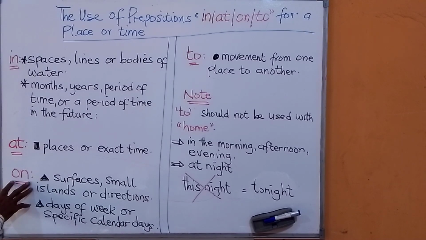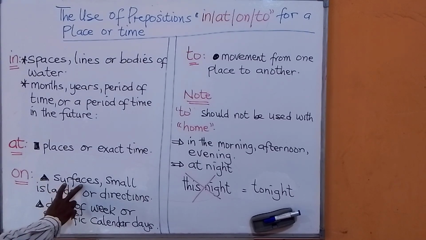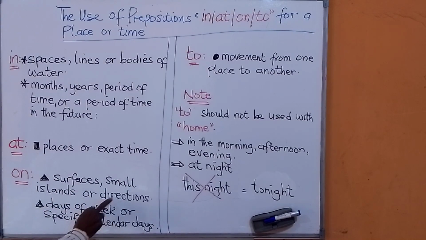Next one, on. When do we use on? When you are talking about surfaces, small islands, or directions. Surfaces, number one. For example, on the ceiling. Do not write on the board. You are going to put it on my body. Surfaces, that is on. You can crawl on the floor. You can paste your picture on the wall. Put it on the table. I want to stay on James Island.